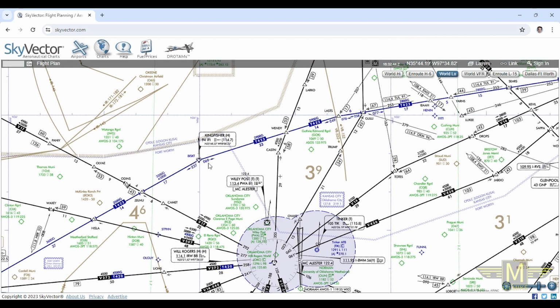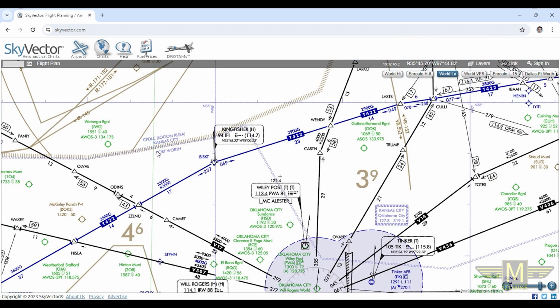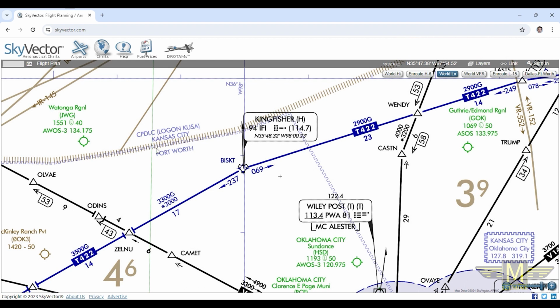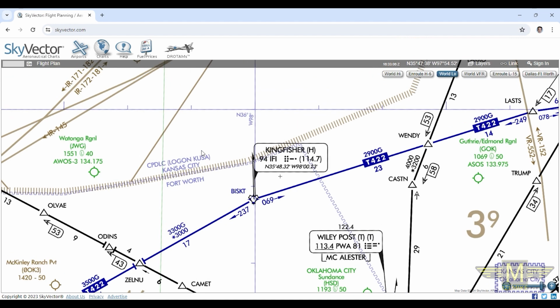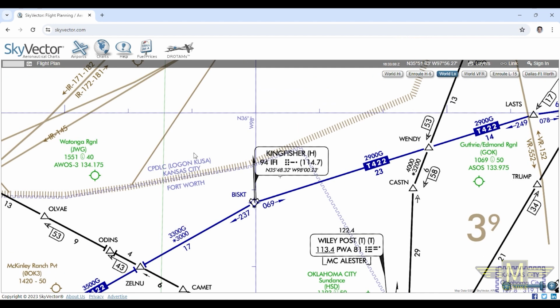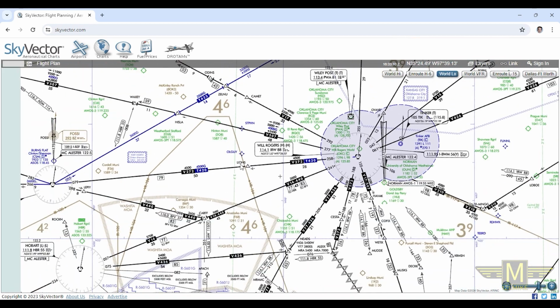The blue lines are for GPSs. Oh, there's one more thing here. These little Greek toga blue lines identify the center boundaries, right? Here is Fort Worth. So if you're south of this zone, you're going to be talking to Fort Worth Center. If you're north of this, you're going to be talking to Kansas City Center. So that's what those mean.